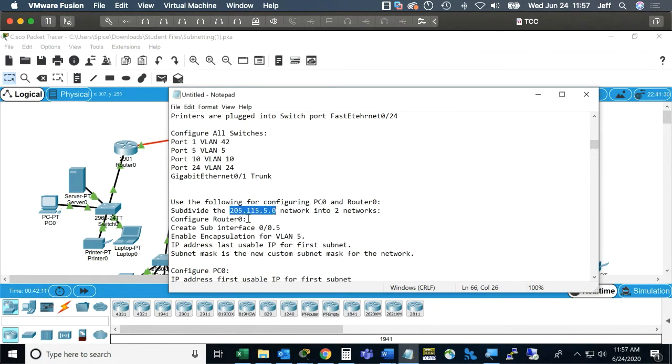This is a class C network, just like we were doing. So let's do this one. We're taking this class C and we need to break it into 2 networks, and then on the router you would create a sub interface, and we'll go into how you do that and set up for VLAN 5. VLANs are virtual networks basically on the hardware. And then you put the IP address for this router interface as the last usable IP from the first subnet.